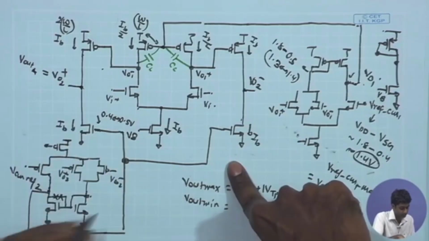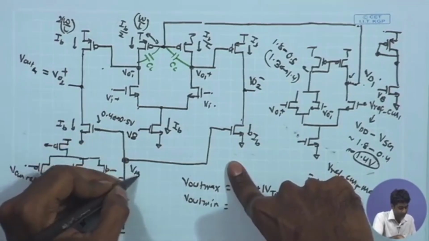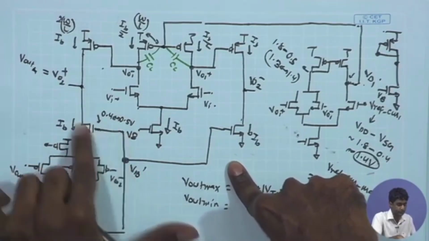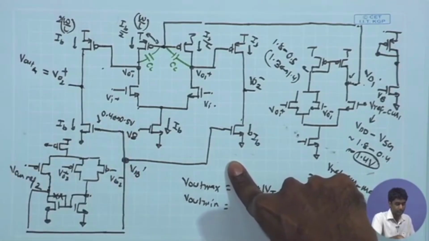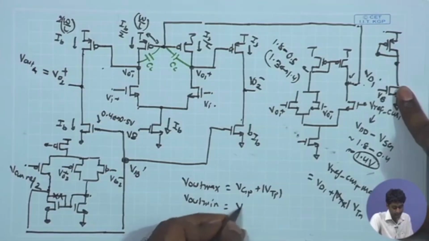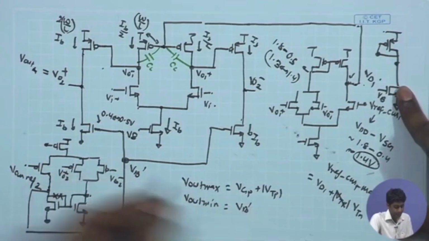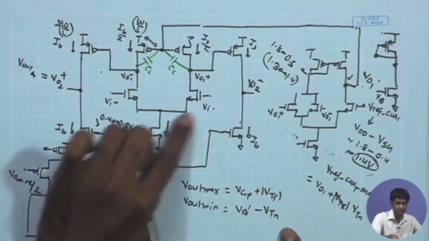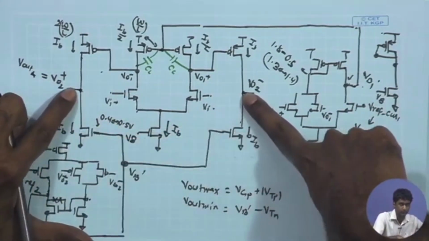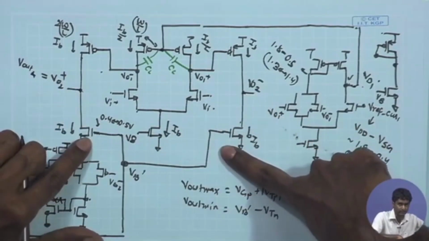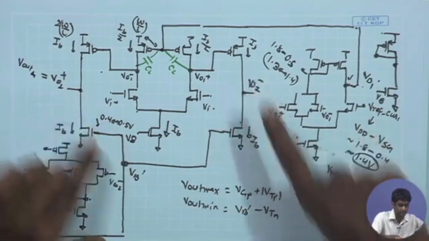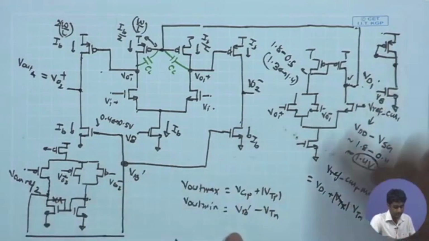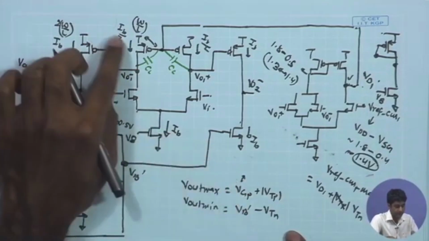I should call this VB dash, because this is the VB which is DC bias coming from some fixed reference, and this is the VB dash provided by the common mode feedback. So, this is going to be VB dash minus VTn. So, for a given VB dash which is coming from the common mode feedback amplifier, the minimum output level that you can have over here while keeping this NMOS in saturation will be equal to this VB dash minus VTn.